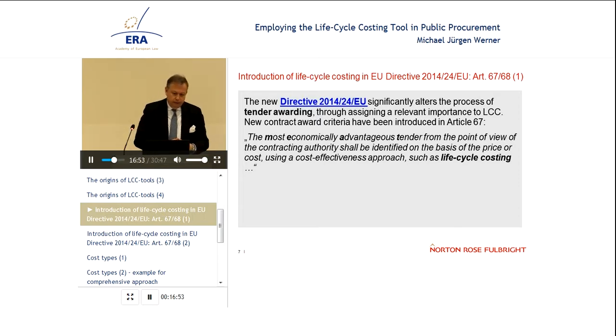So we are using life-cycle costing as a kind of tool, as a kind of mechanism, in order to define more precisely the award criteria, or to give a framework to the award criteria with regard to the most economically advantageous tender. So it has to be seen in this context, but as we can interpret from the legislation, it is not the only one.